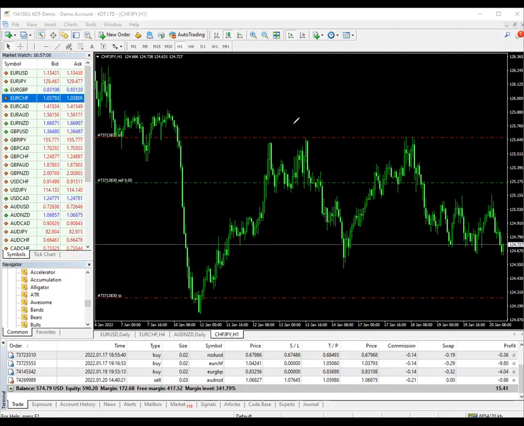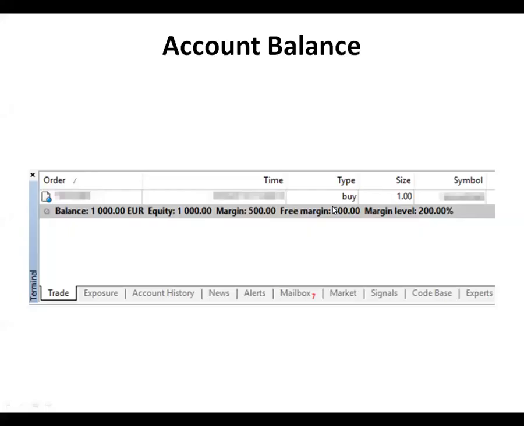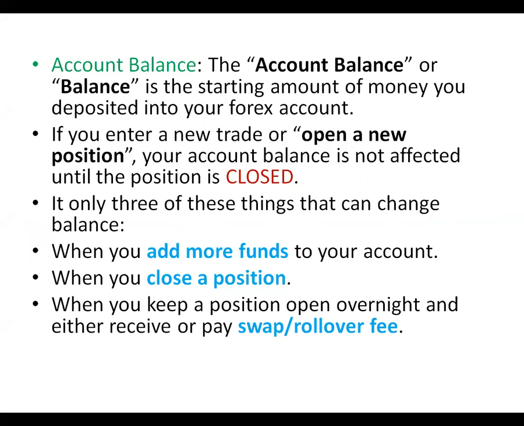Okay. Now let's go back to our slides and see what we're talking about. Now you've seen this on the MT4, so let's go into detail so that we know what we're looking at. Now, what is account balance? Let's do some little theory, okay? Now, account balance, or balance, is the starting amount of money you deposit into your Forex account.